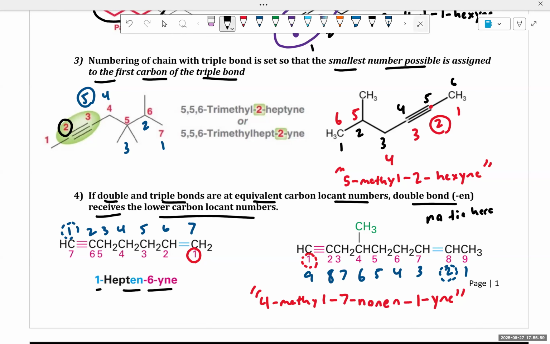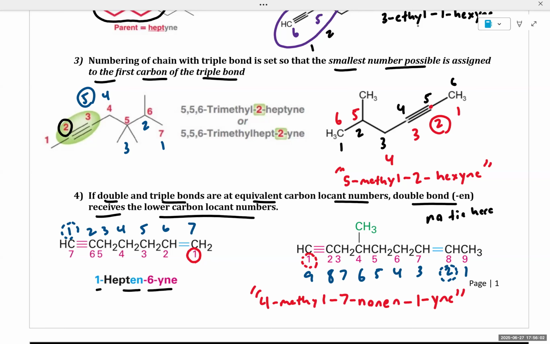So key points here. If there's a tie between an alkene and an alkyne, you give the alkene priority. If there's not a tie in locant numbers, you go with the lowest possible locant number for either the alkene or the alkyne, whichever one gives the lowest overall locant number.